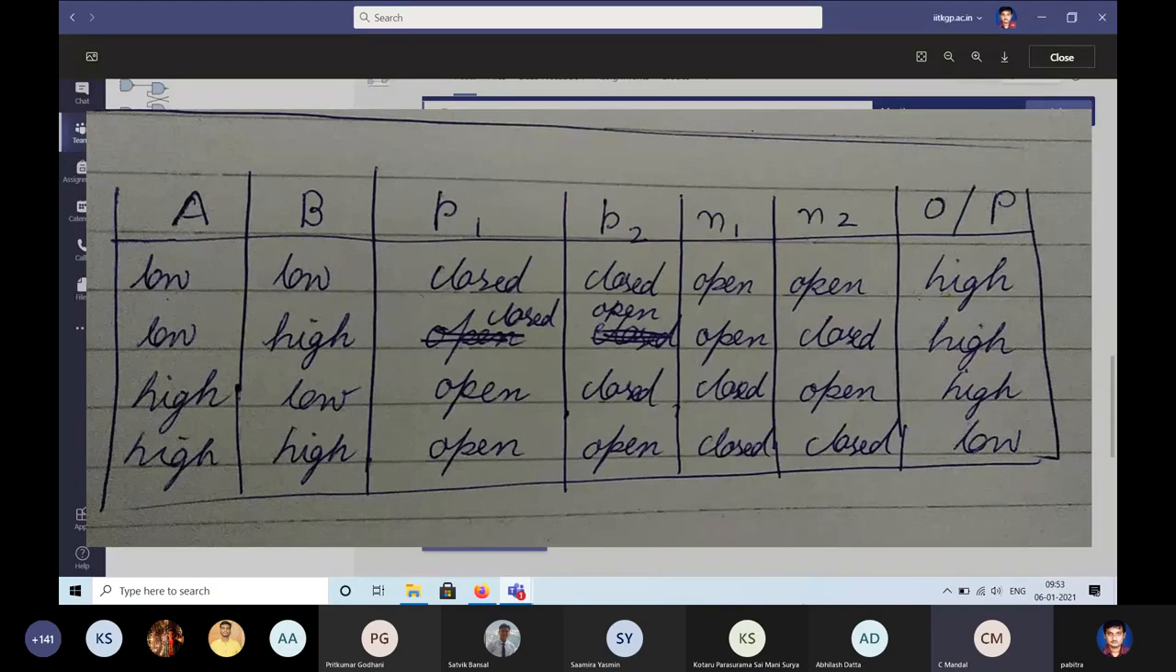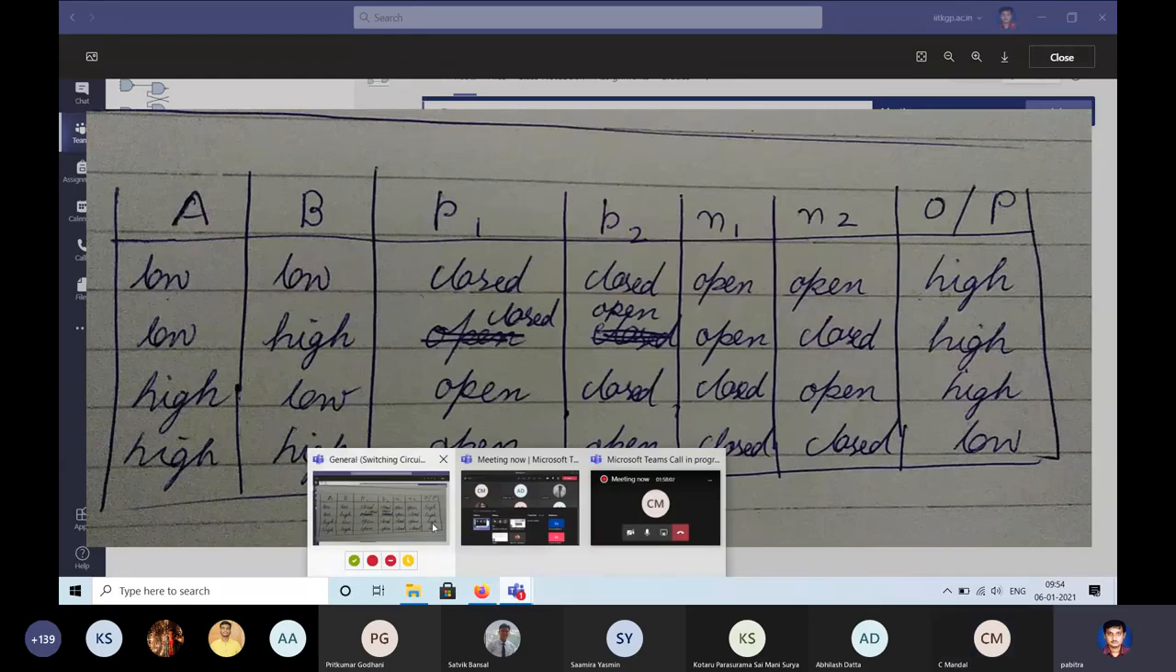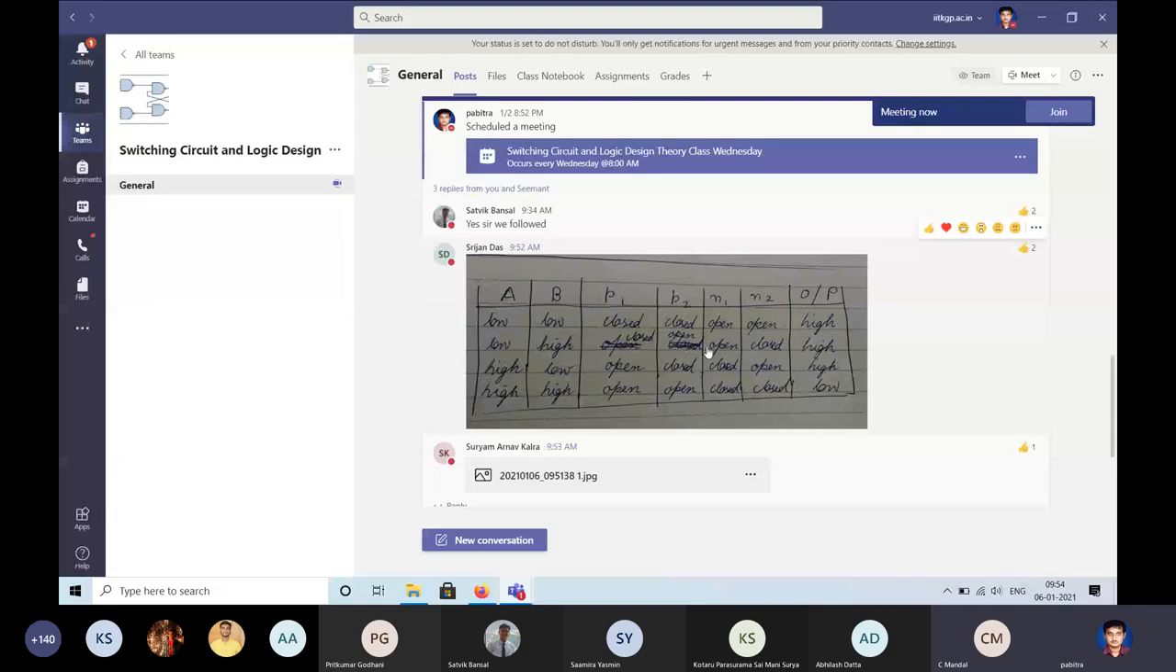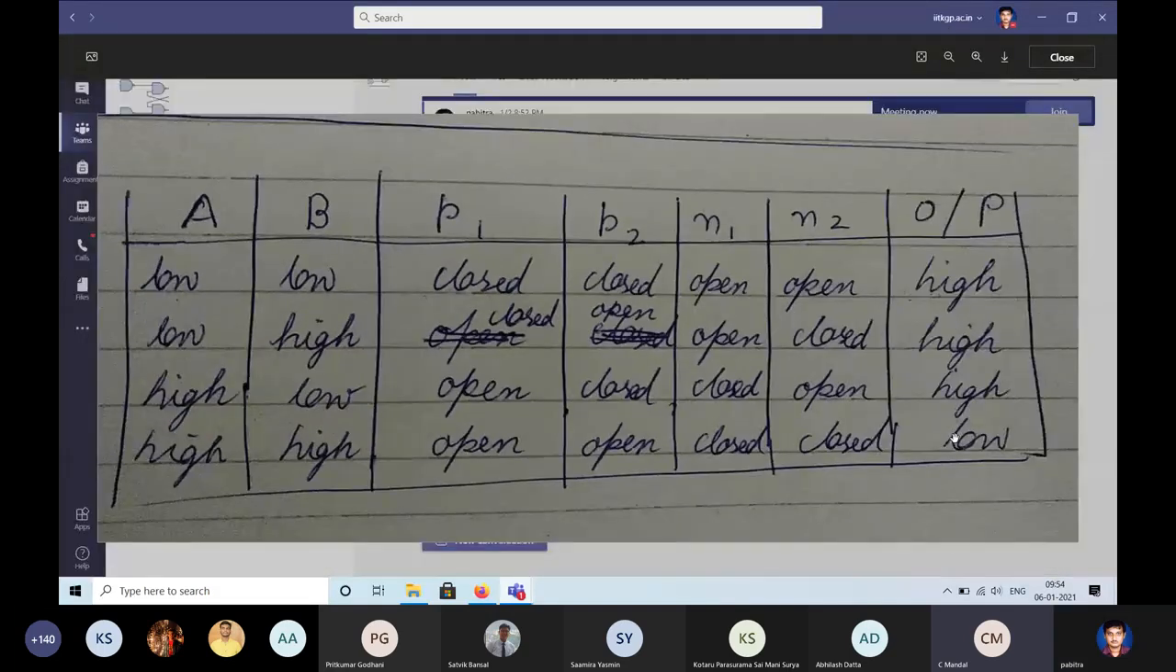All right. So what kind of a function is it? Can anyone tell? It is obvious, of course, but the answer was given by Srijan Das. Srijan, you have shown the operation table, but what kind of a gate is it? What kind of function? Of course, it's a NAND gate.